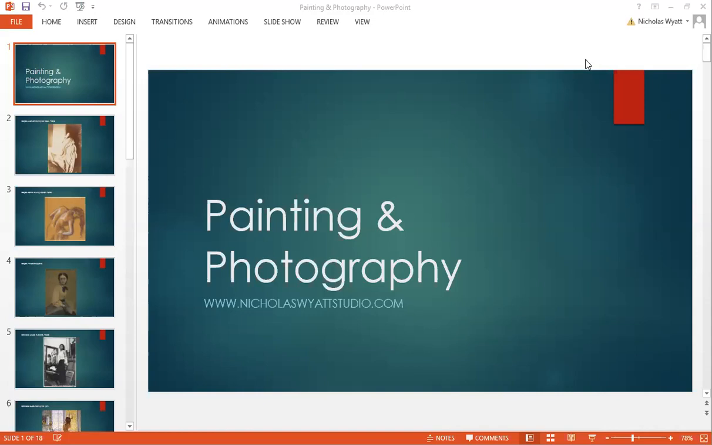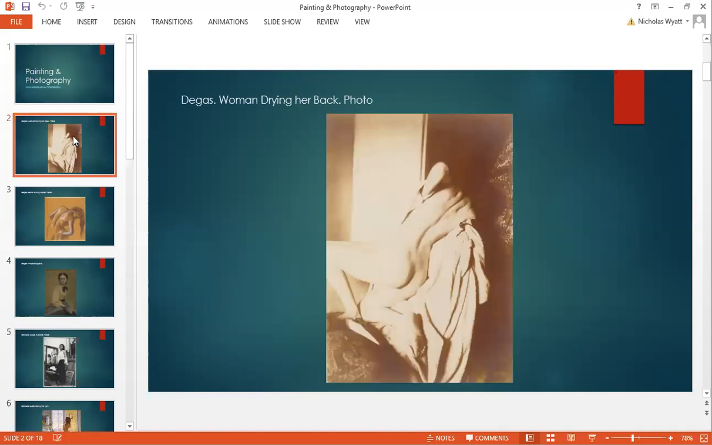This PowerPoint presentation will look at the relationship of painting to photography and show how a number of artists since the late 19th century have used photography not only to inform their painting, but to actually become the subject of painting.